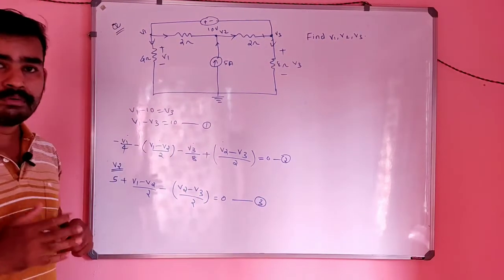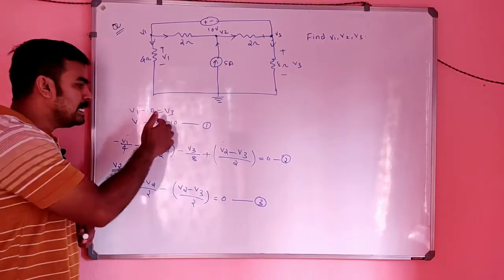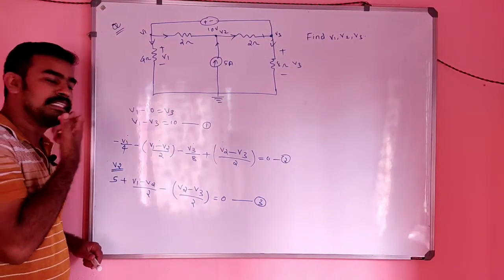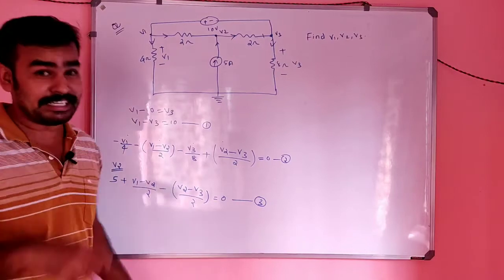So now you have 3 unknowns with 3 equations, no? So it can be easily solved. 3 unknowns with the 3 equations you can easily solve. But it takes time, no?